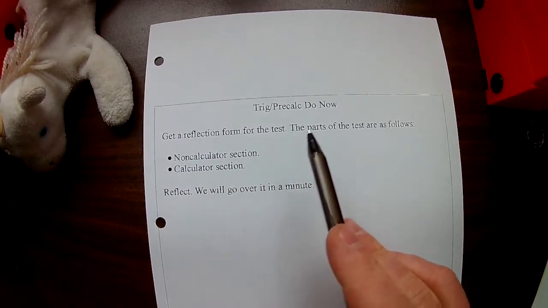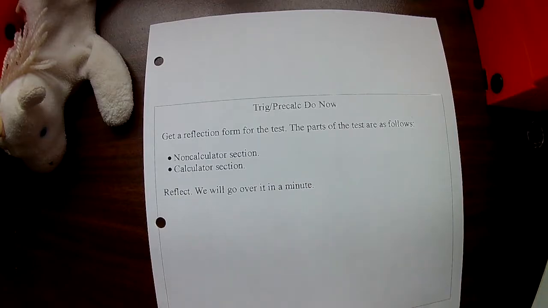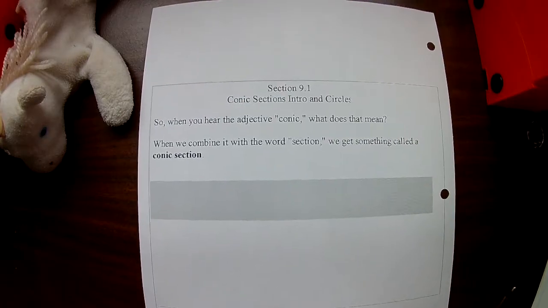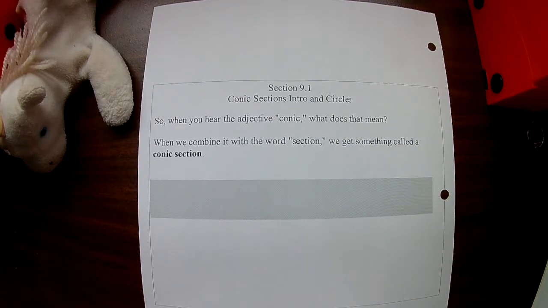So here you can see the do now would have been reflect on the previous test, but hey, national emergency, we weren't able to have a test. So here what we have, section 9.1 is the next one that we're going to do. It's conic sections, intro, and circles.